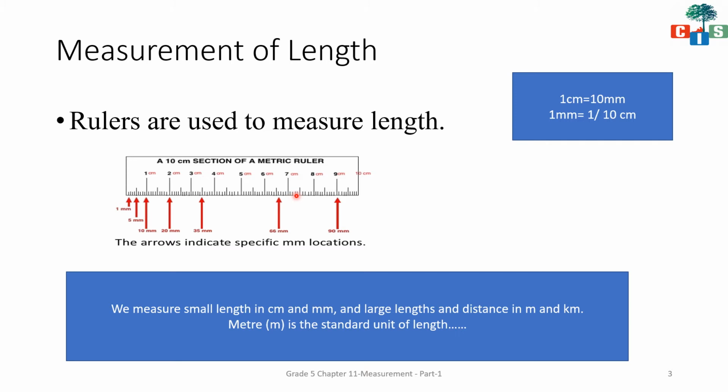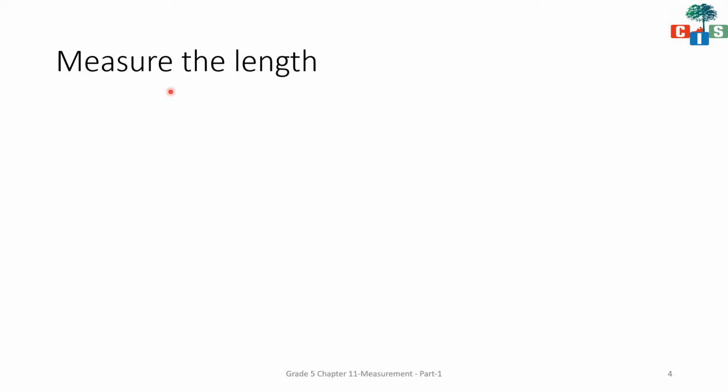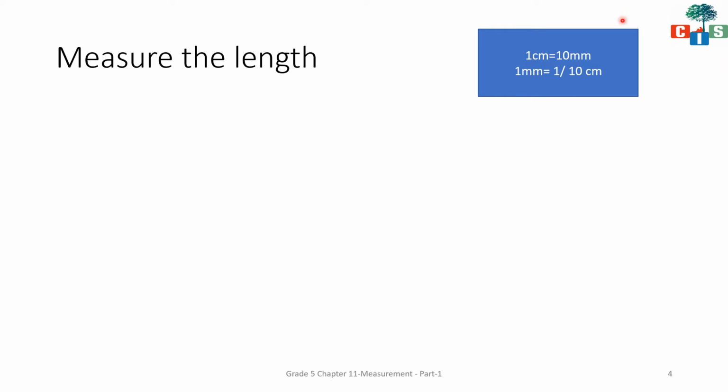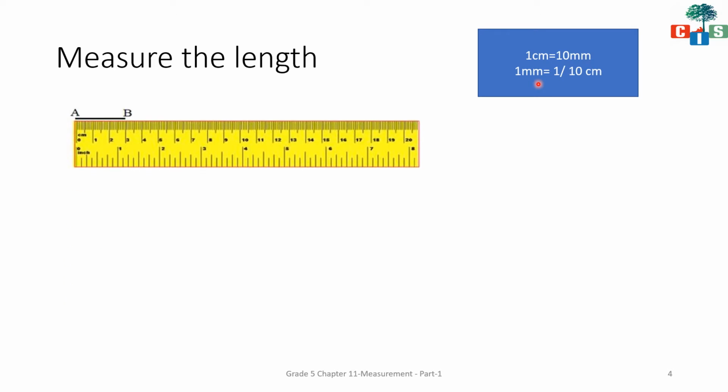Okay, now scholars, we will see how to measure the length of different objects using rulers. Measure the length of the given object. So here we have conversion. See, 1 centimeter equal to 10 mm or 1 mm equal to 1 by 10 centimeter, that is 0.1 centimeter. Now first question, we have to measure the length of AB. So how do we do that?